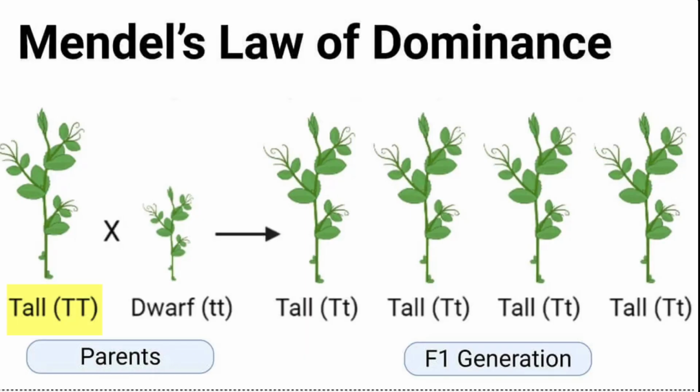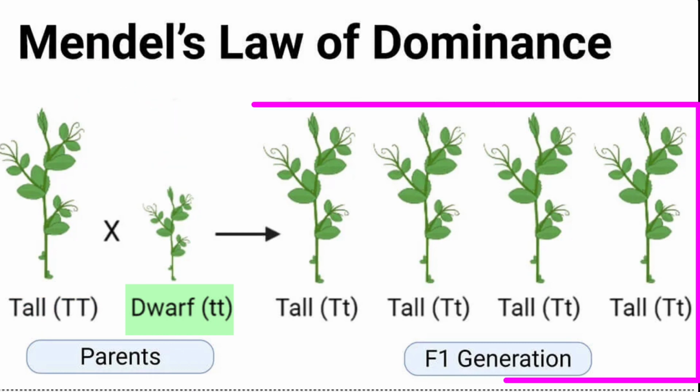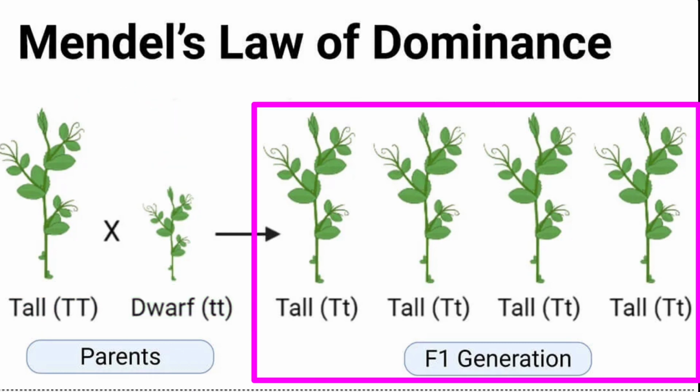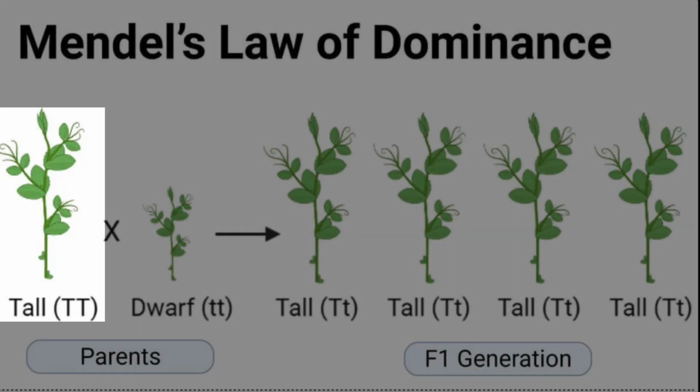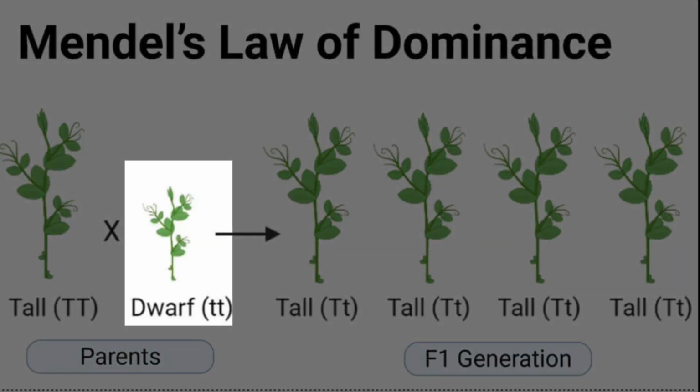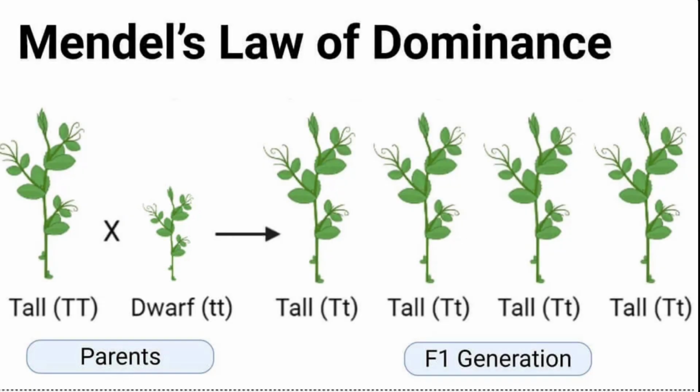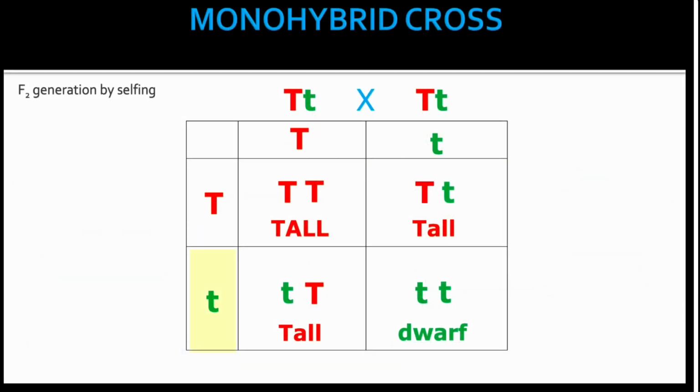In this case, the tall trait masked the shorter trait in the F1 generation. So in simple terms, dominant traits like tallness in the pea plants overshadow the recessive traits like shortness. But they can reappear in the later generations if parents carry the recessive alleles.